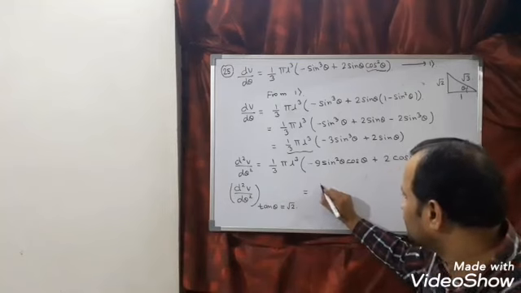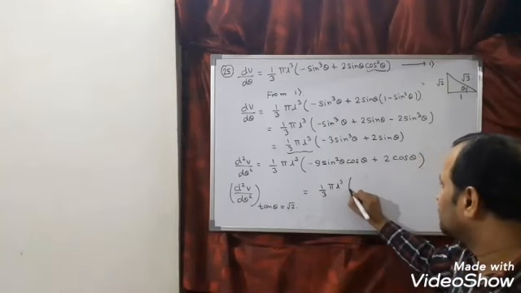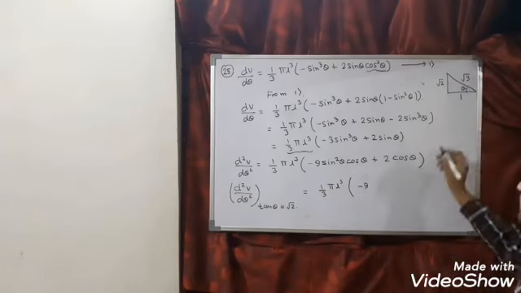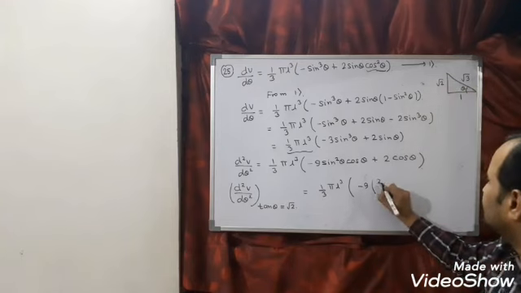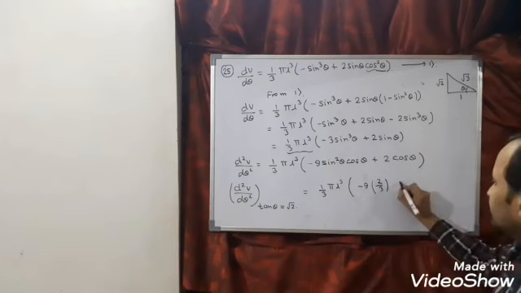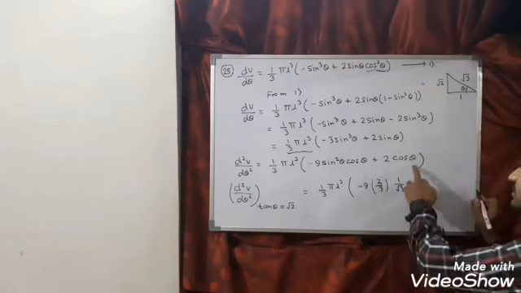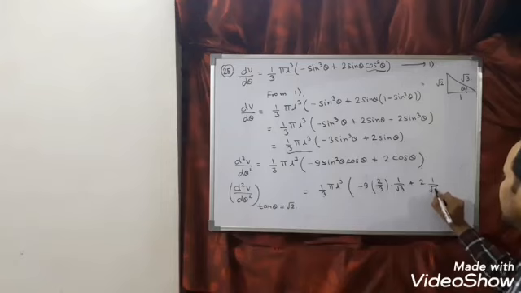So this is equal to 1 by 3 pi L cube, minus 9 times sin square theta. What is sin square theta from the figure? Sin is root 2 by root 3, so you will get 2 by 3. And what is cos theta? 1 by root 3. So plus 2 times 1 by root 3.